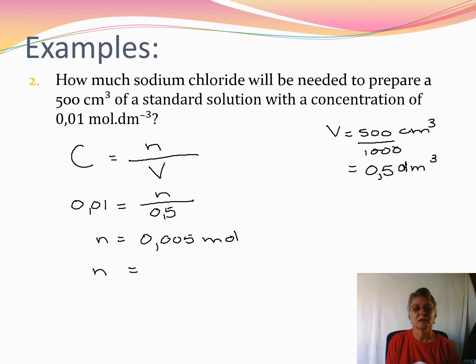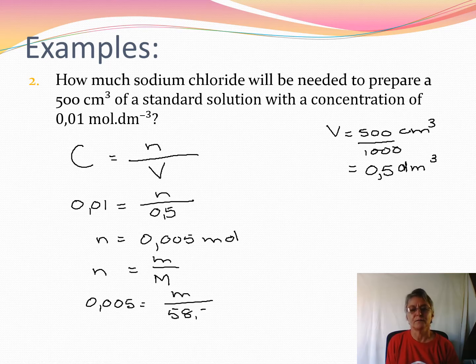So mole is mass over molar mass. So 0.005 is mass over 58.5. That gives us a mass of 0.2925 grams, or you could say it's 0.293 grams.